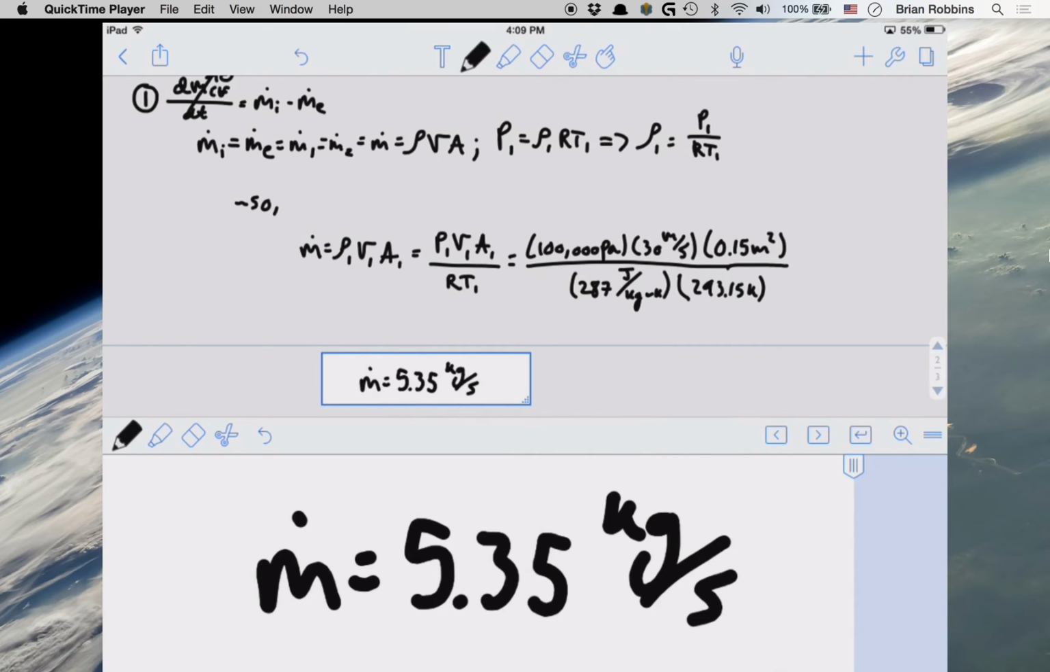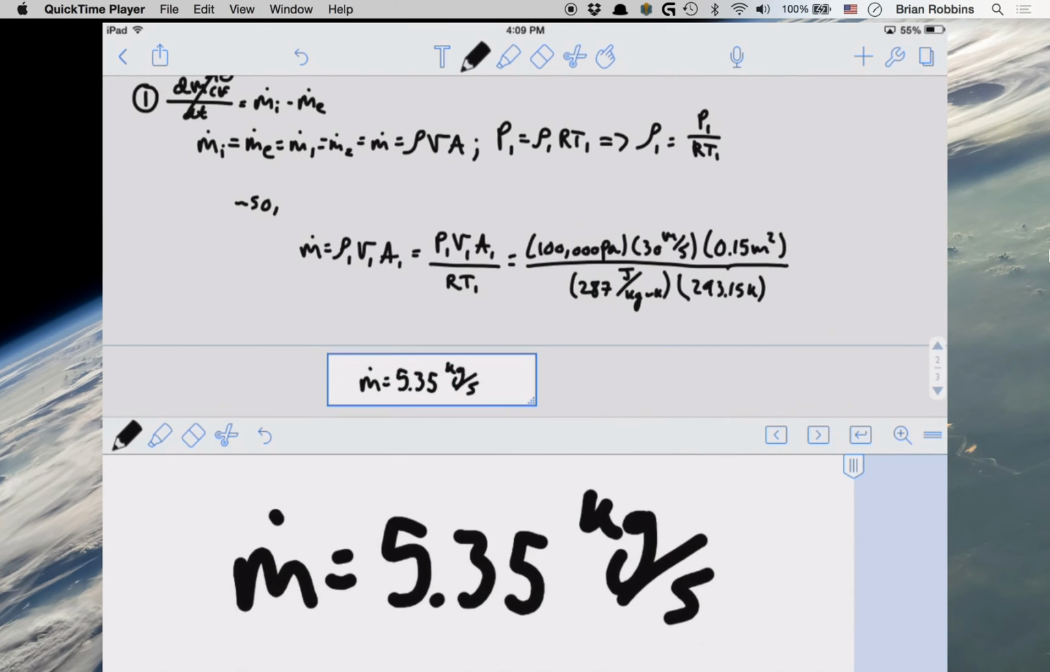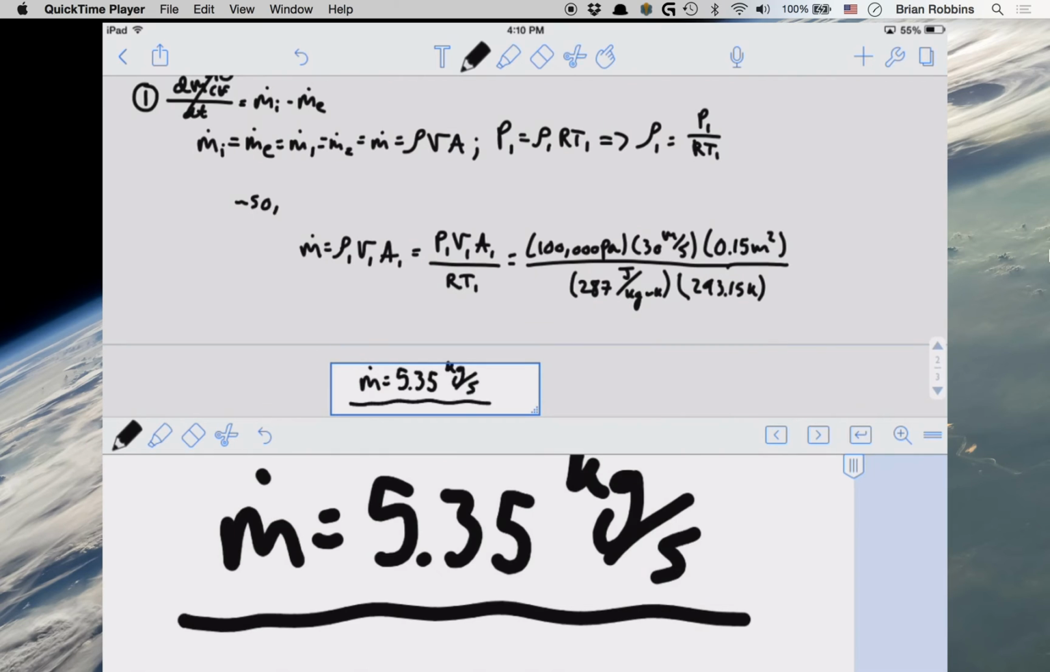Okay, so now awesome. We know our mass flow rate. We've actually gathered quite a bit of information using the conservation of mass for an open system. We know that the mass flow rate has to be the same at both the inlet and the outlet, and we also know what that mass flow rate is.